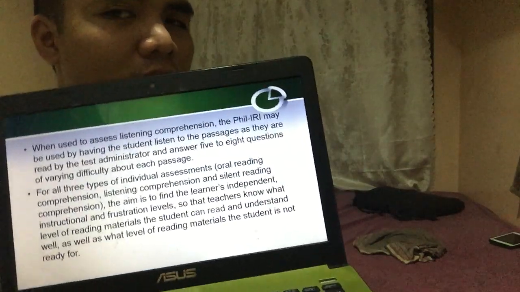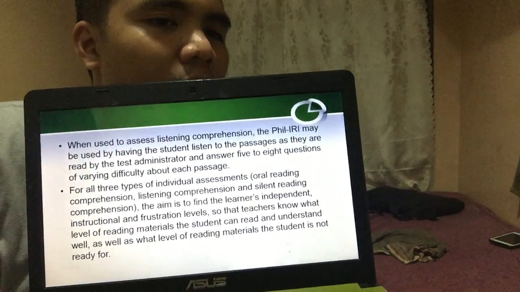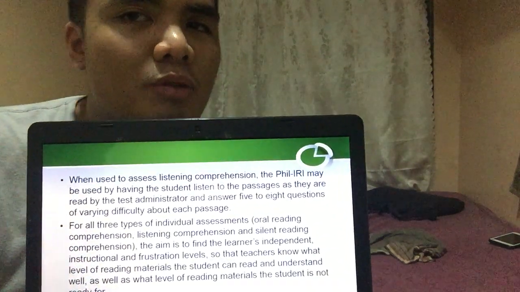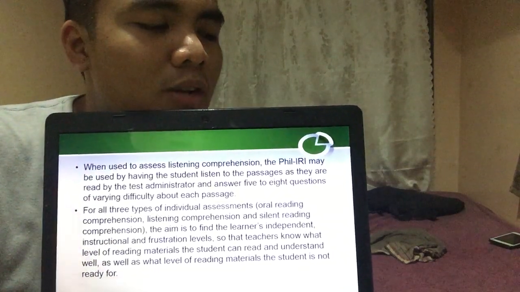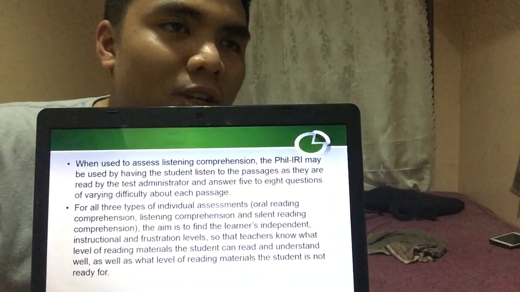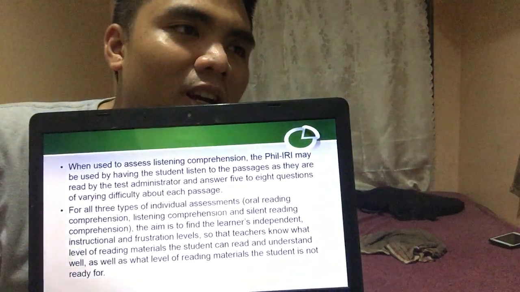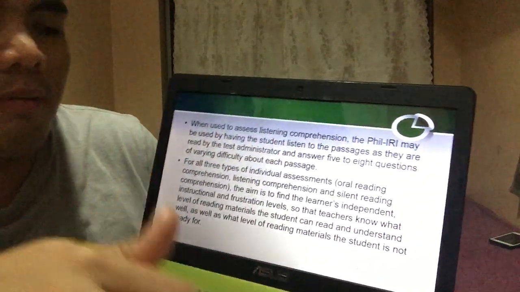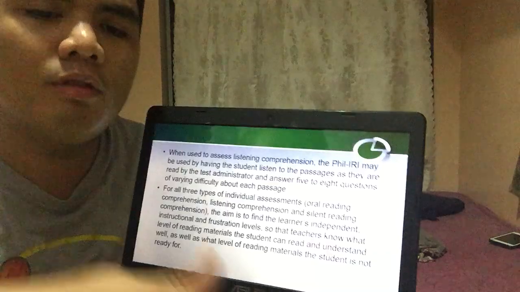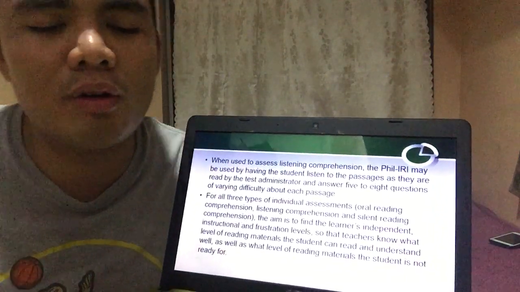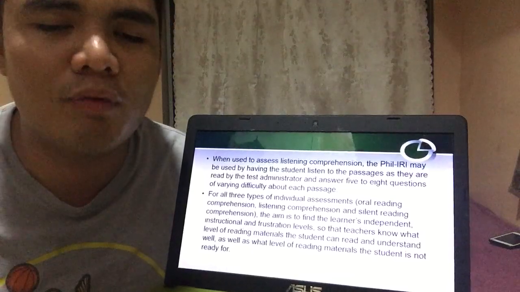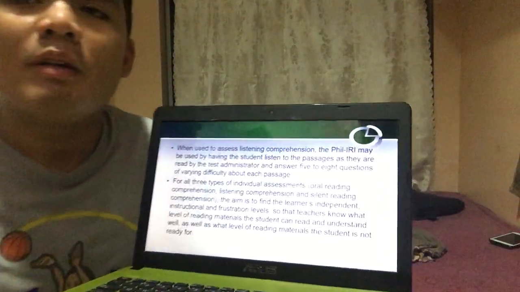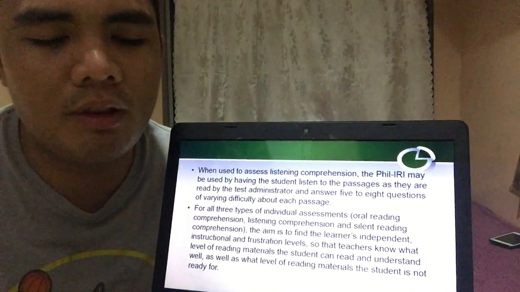Most of the selections that you would see, even in the Philippine IRI or in other foreign IRIs, consider the capability of the grade level, not the kid in general, but the grade level. You would see here as well what level of reading materials the student is not ready for. They are already in grade 3, but you let them read something that is for grade 5. That may be a factor in why you may consider choosing more appropriate material.